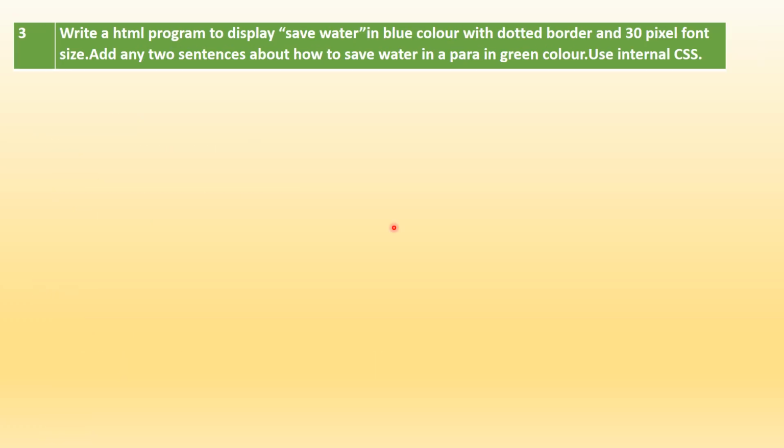Students, in this question, to write an HTML program to display save water, 3 properties we have to use here. Save water, which is in H1, should be blue in color, the border should be dotted, and the font size should be 30 pixels. Write 2 sentences about how to save water in a paragraph. So there is a paragraph in green color. So the text color is green. We have to use internal CSS. So this is a basic structure.